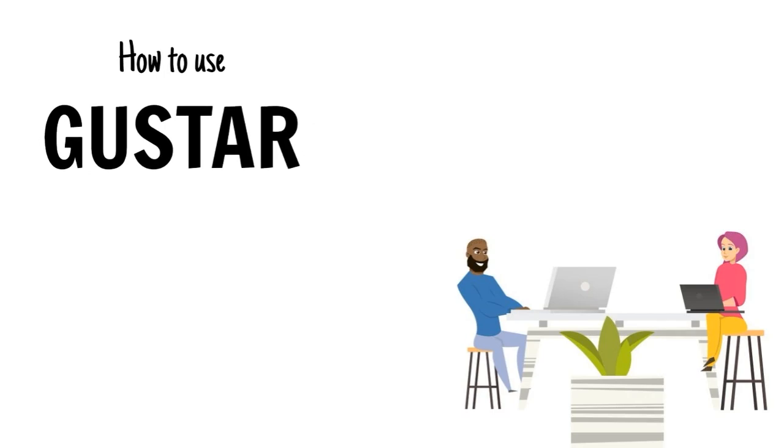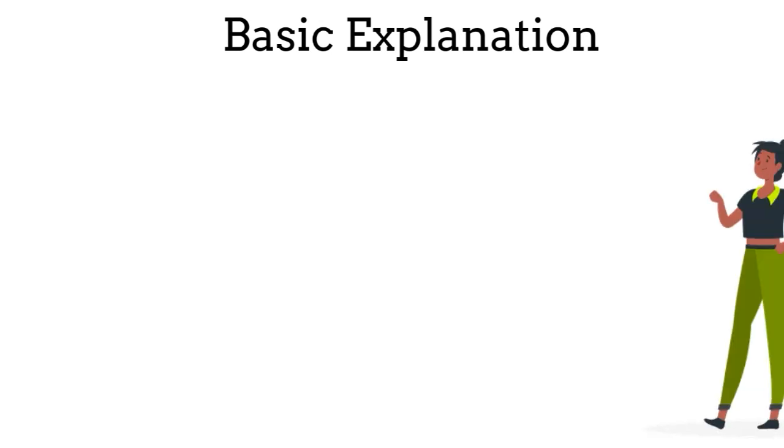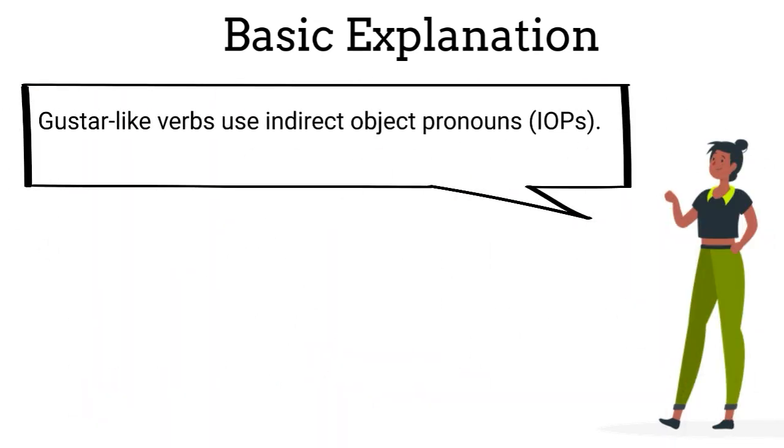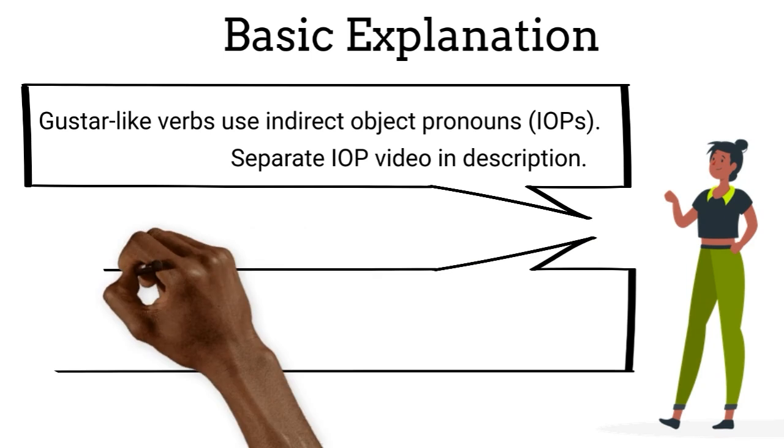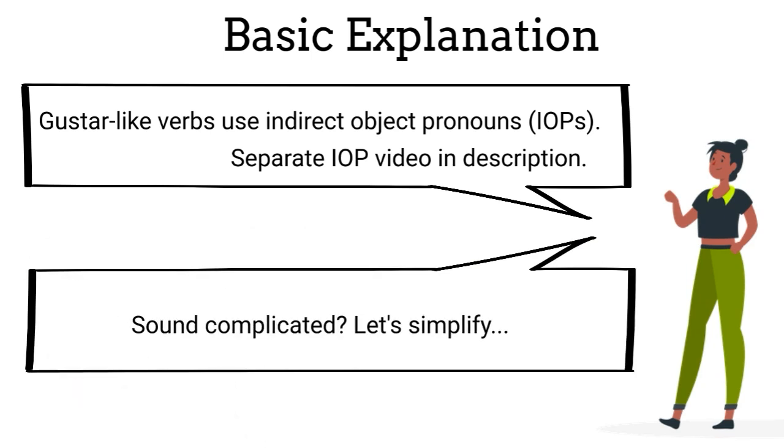Here's how to use gustar and other verbs like it in Spanish. We'll start with a very brief explanation, then work on how to use it. Gustar-type verbs work differently than regular conjugations because they use indirect object pronouns. This video will show you how to use them, but if you want to know why they act this way, you can watch the indirect object pronouns video.